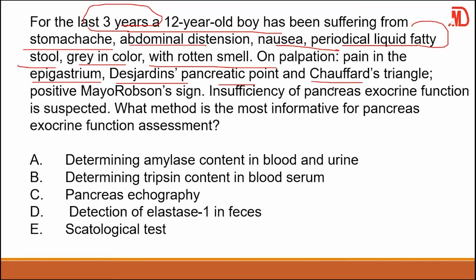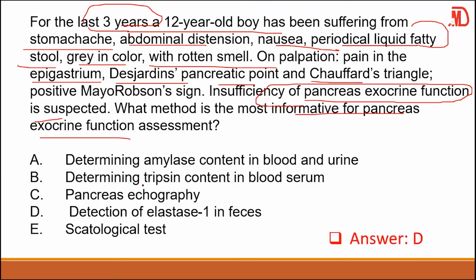Guys, the moment they mention positive Mayo-Robson sign, what comes to your mind? Case closed, pancreatitis. We've discussed this over and over. Insufficiency of the pancreas exocrine function is suspected. What method is the most informative for pancreas exocrine function assessment? Pancreatic elastase. So your answer is D, detection of elastase in the feces. Don't forget the pancreas also helps in the emulsification of fat, apart from the gallbladder, and that's why there's fatty stool. It tells you that fats are not being digested or emulsified properly. Everything makes sense. That is how medicine is supposed to be.